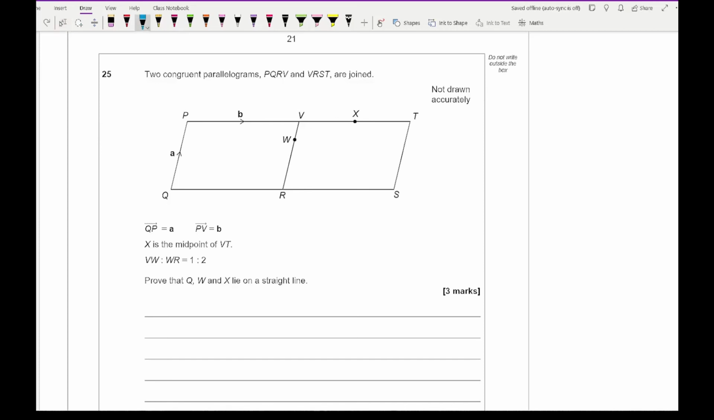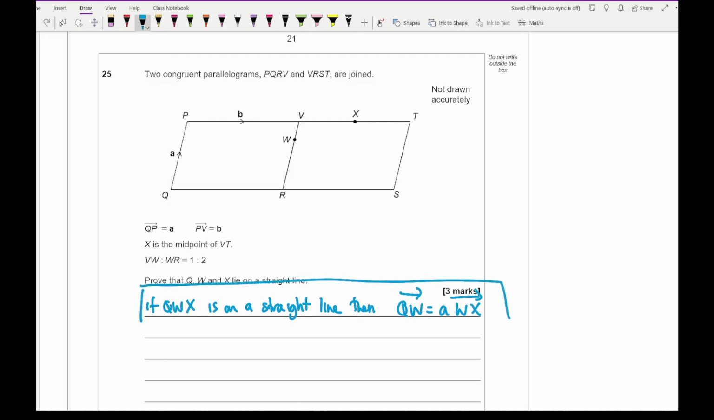So for this, what we want to say is, to prove they're on a straight line, so if Q, W, X is on a straight line, then the ratio of QW is going to be something multiplied by WX. So this is what I'm going to use to prove whether the statement is true or not. So to work this out, what I need to do is work out what these lengths are going to be.